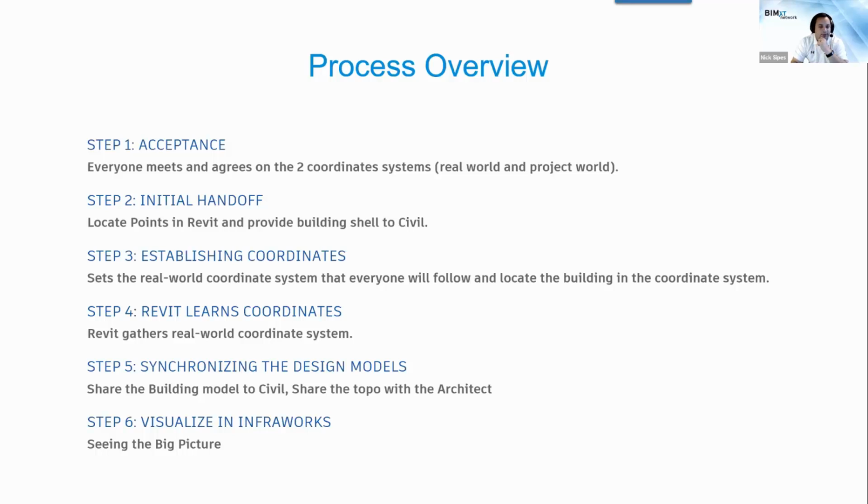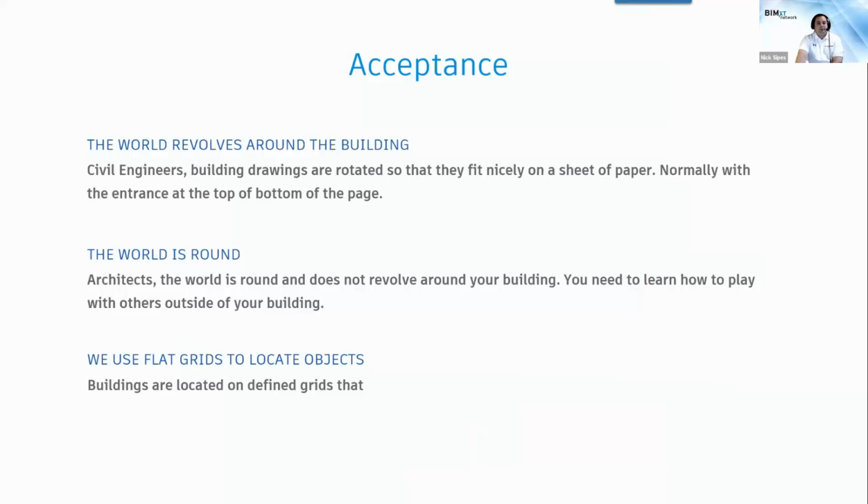Once you've done that, you can start synchronizing data. You can send a 3D building to Civil. You can get topography from Civil into Revit. And then you can also send everything into InfraWorks to get a big picture. That's what this course focused on: sharing the data and getting it all set up right.